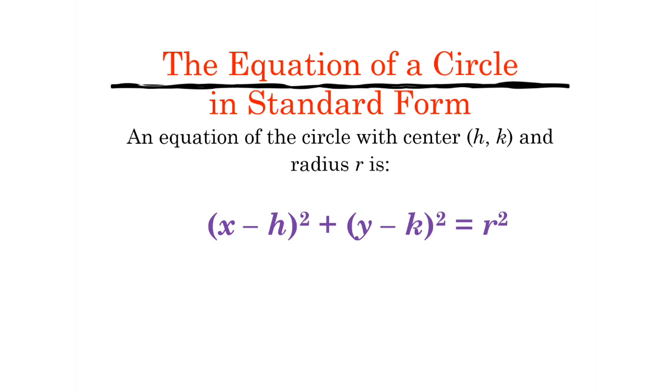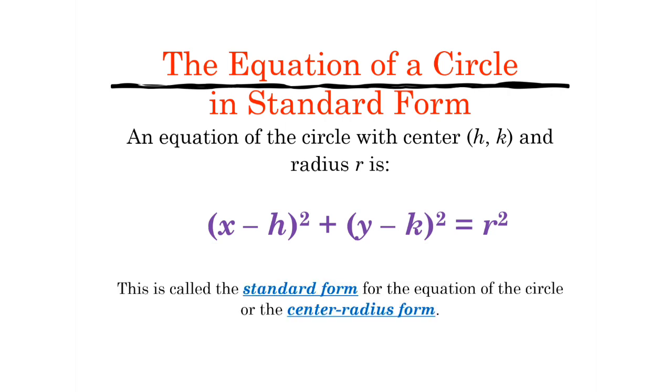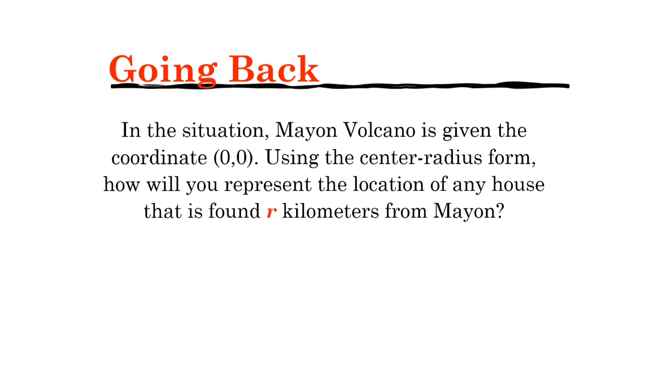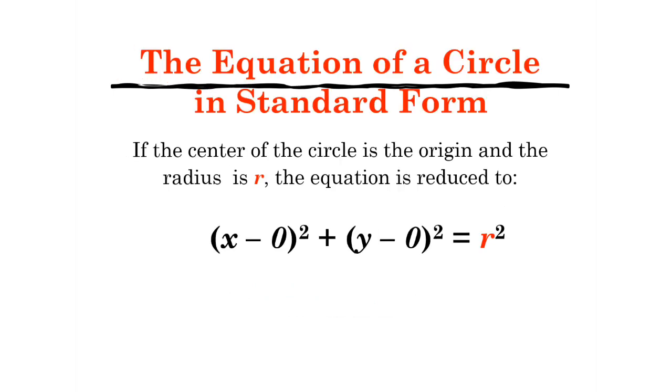Going back to the problem earlier, you will be able to understand that this equation is not only called standard, as mentioned in the beginning, it's also called the center-radius form, because with the standard form, you will be able to identify what your center is and what your radius is. So going back, if the coordinate is (0, 0), you will substitute that to your h and k. If you remember, (h, k) is the center, and Mayon Volcano is the center of that given. So it's going to be (0, 0).